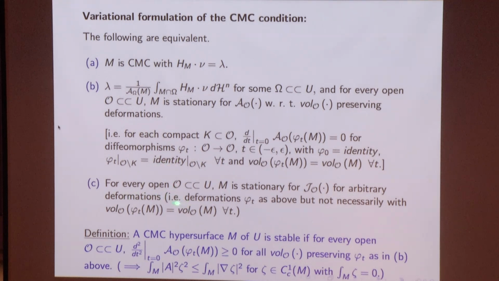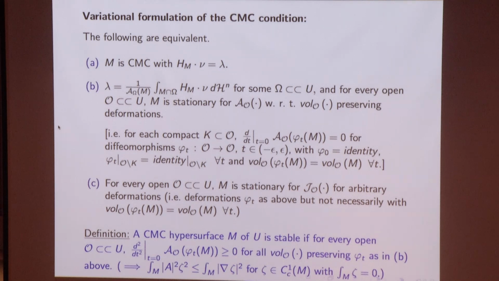And this condition says that without the enclosed volume condition, it's just stationary for the J functional, for arbitrary compactly supported deformations, but no requirement of fixed volume. So these are all equivalent, it turns out. This is easy to check in the classical setting. So in particular, we will be using this condition C.